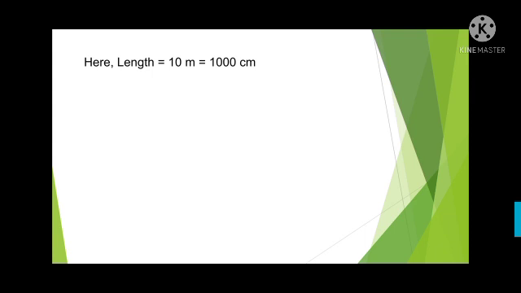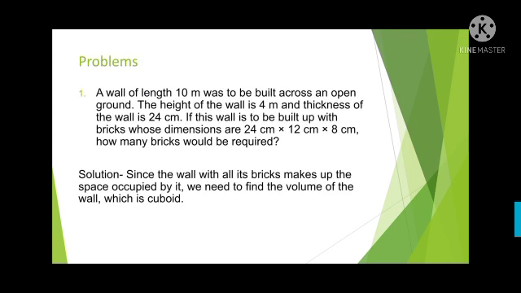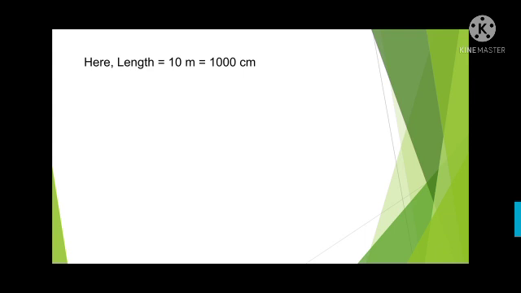Here you have to be careful with the units, because if you write one unit in meters and another unit in centimeters, then you will not get the accurate answer. That's why if you are using meters, then you have to convert everything into meters, and if you are using centimeters, then you have to take all the measurements as centimeters. In this case most of the measurements are in centimeters, so we will take only centimeters, and all the units given in meter we will convert into centimeters.